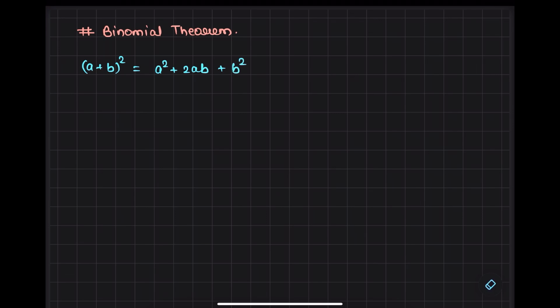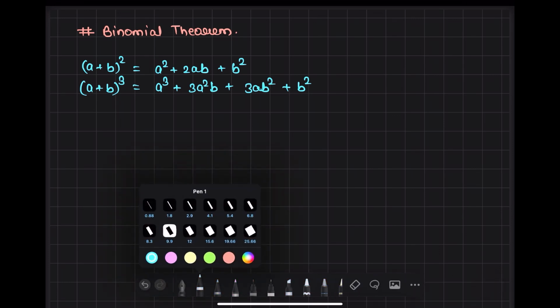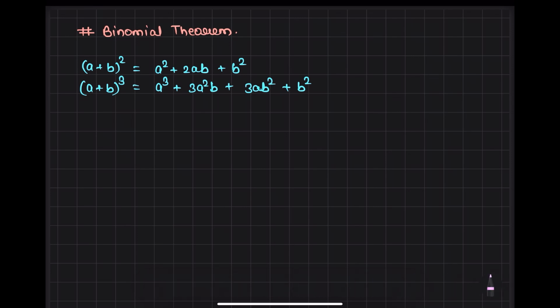Now try to recall (a plus b) whole cube. It goes like this: a cube plus 3a square b plus 3ab square plus b cube. We have memorized it as a cube plus b cube plus 3a square b plus 3ab square. Now look at this: why have they written this expansion in this way only? This we have to study in this current topic.